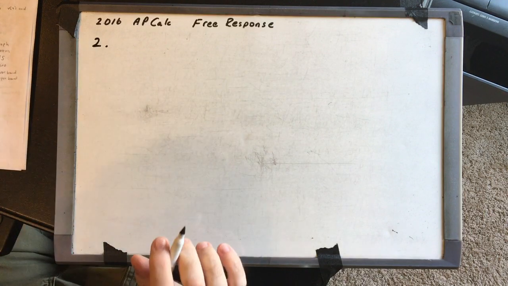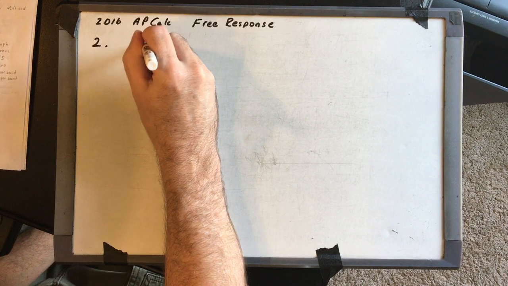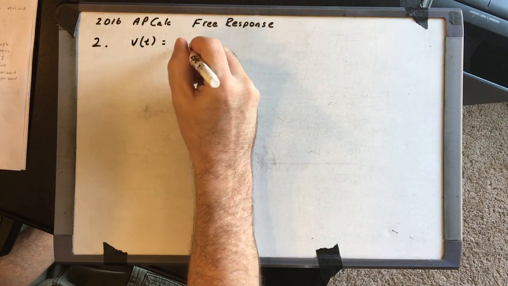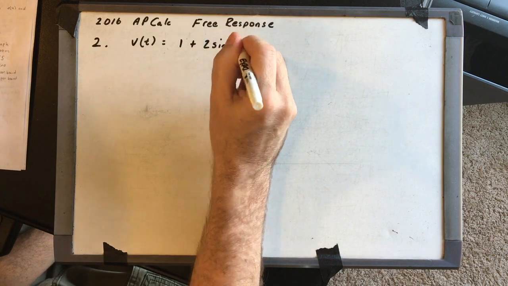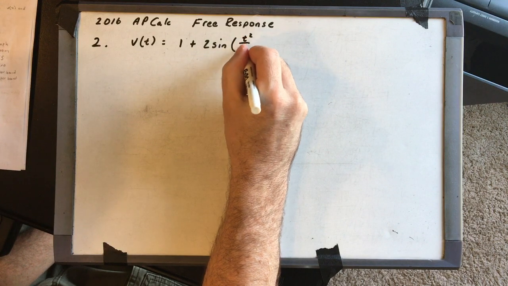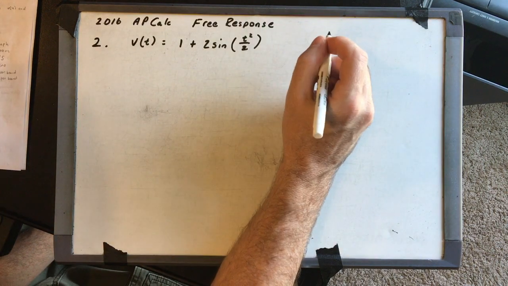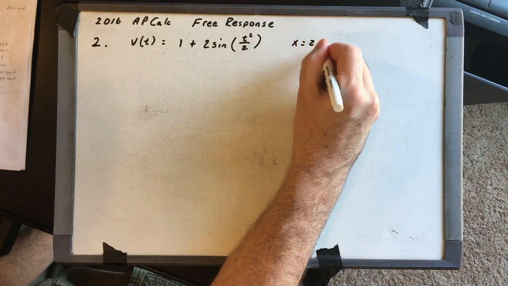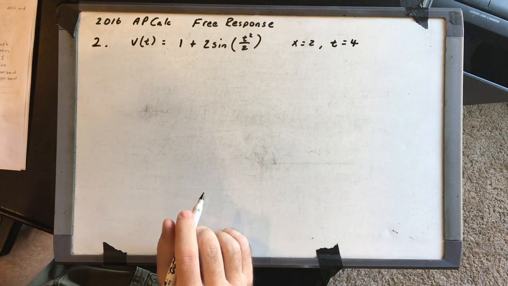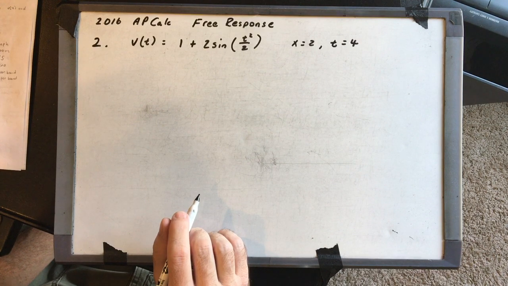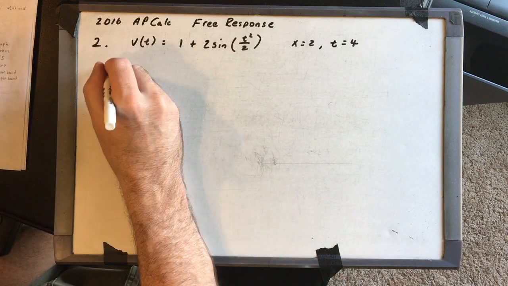Number 2 says the velocity of a particle is given by v of t equals 1 plus 2 sine of t squared over 2. And the particle is at position x equals 2 when time is equal to 4. So part A says, at time t equals 4, is the particle speeding up or slowing down?